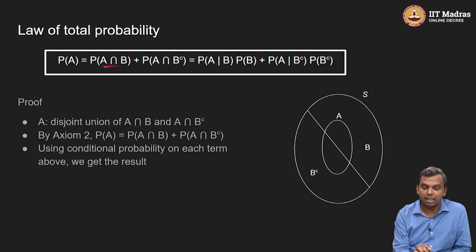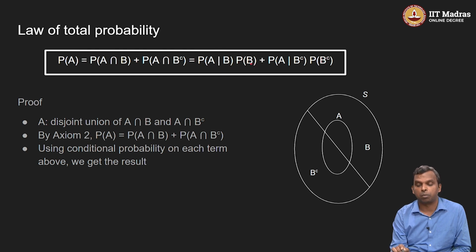So, probability of A intersect B one can write as probability of A given B, that is the conditional probability, times P of B, okay. And then what about A intersect B complement? Probability of A given B complement times probability of B complement, okay.